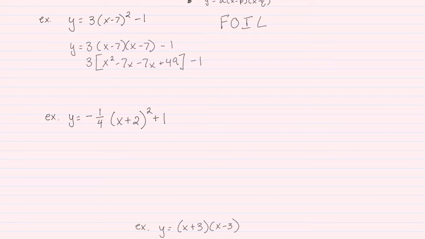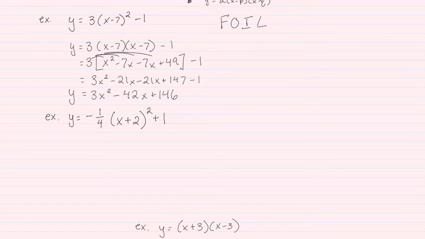Alright, minus 1. And then what we have to do is distribute that 3 to every single term on the inside. So that's going to end up being 3x squared minus 21x, and 49 times 3 is 147. Alright, minus 1. And your final answer is y equals, combine your like terms, 3x squared minus 42x plus 146.